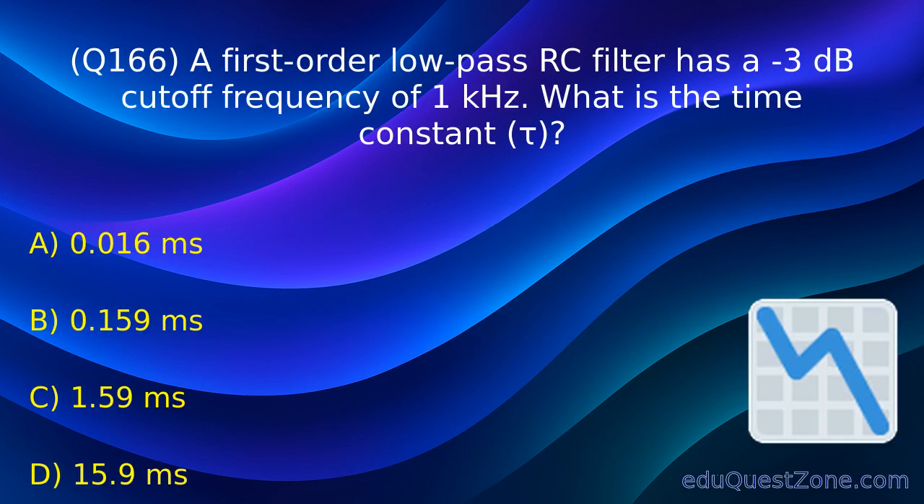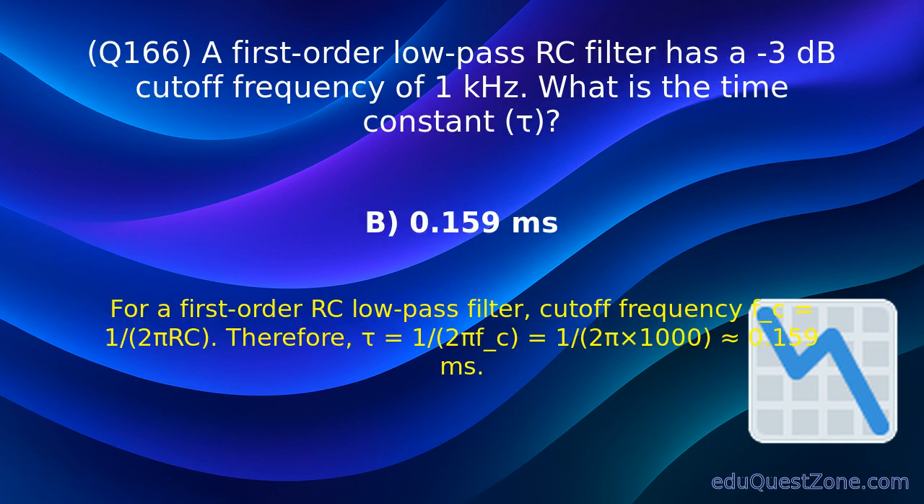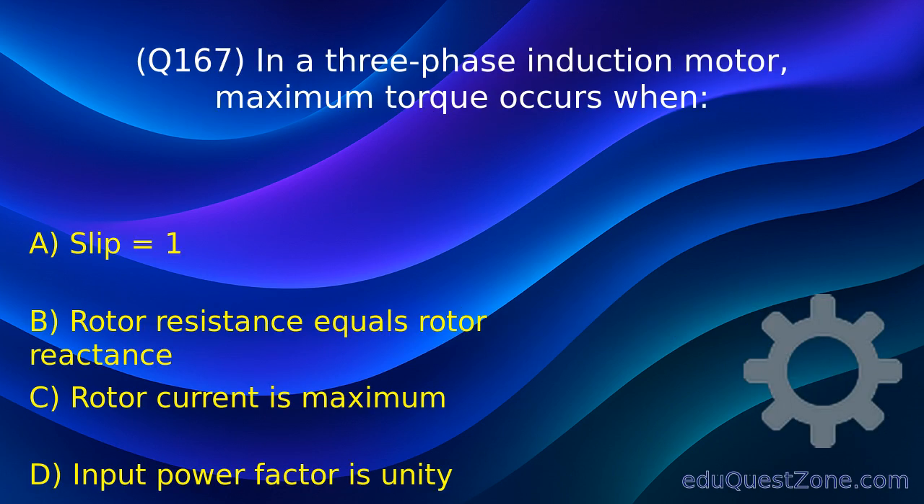Question 166. A first-order low-pass RC filter has a -3 dB cutoff frequency of 1 kHz. What is the time constant tau? Option B, 0.159 milliseconds. Tau equals 1 divided by 2 pi times 1000, approximately 0.159 milliseconds.